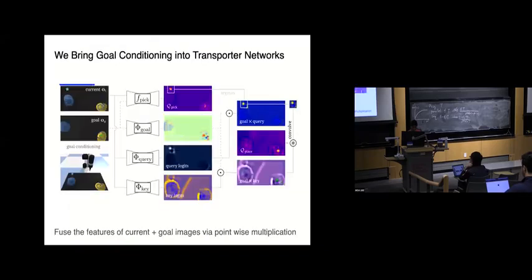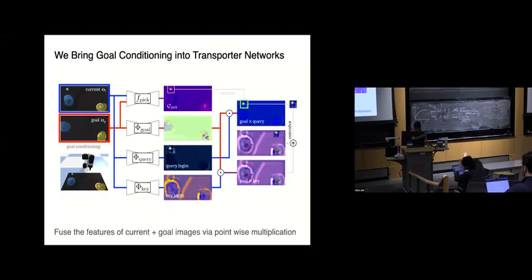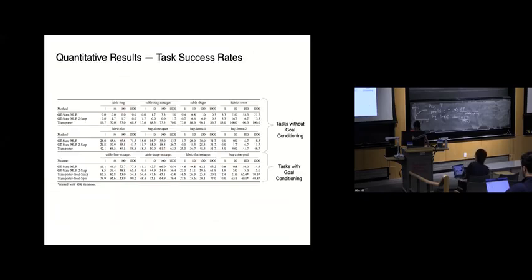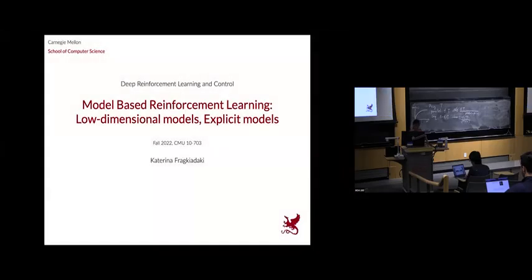Well, I think we're kind of done here with the goal condition transporters. Yeah, we saw that. Okay, great. So now we're going to switch to our introduction to model-based reinforcement learning. Do you have any questions here before I start?